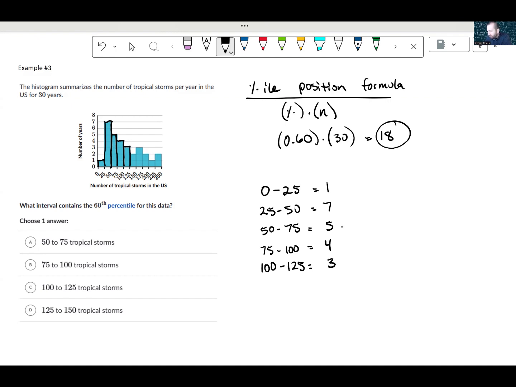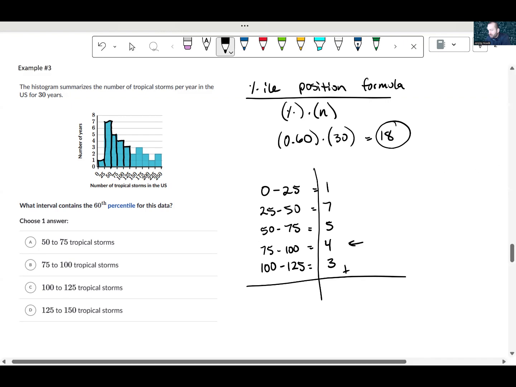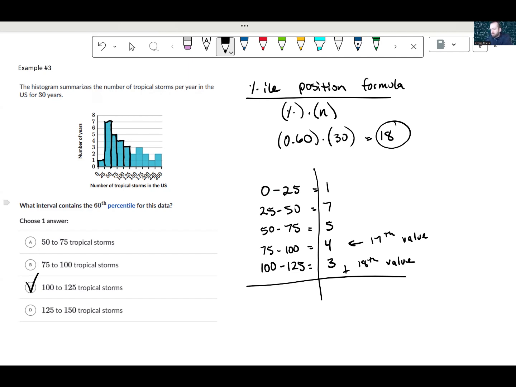So let's add this up so far and see if we get to 18. So if we add these just on the right side, we have 1 plus 7 is 8, plus 5 is 13, plus 4 is 17. So this would be the 17th value from 75 to 100. And looks like the 18th value is going to be in the interval of 100 to 125.